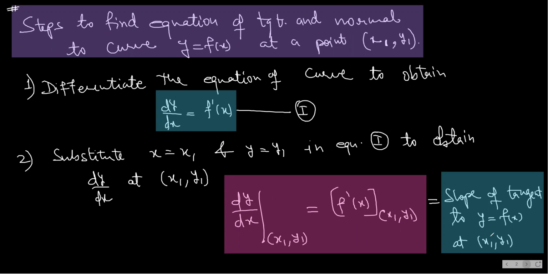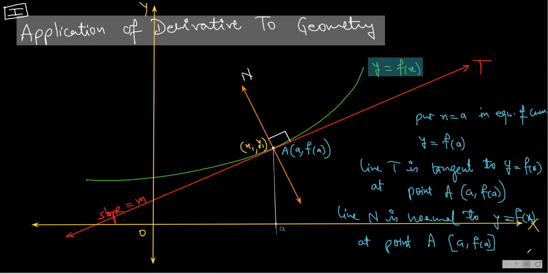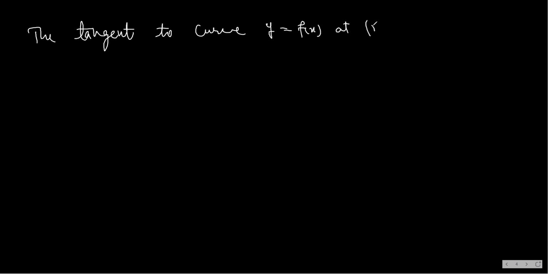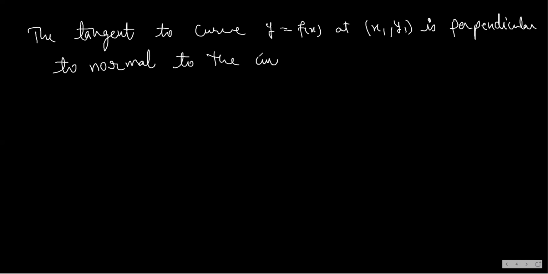Now, students, as I know that normal and the tangent are perpendicular to each other, I write here: the tangent to the curve y equal to f of x at x1, y1 is perpendicular to the normal to the curve y equal to f of x at x1, y1.